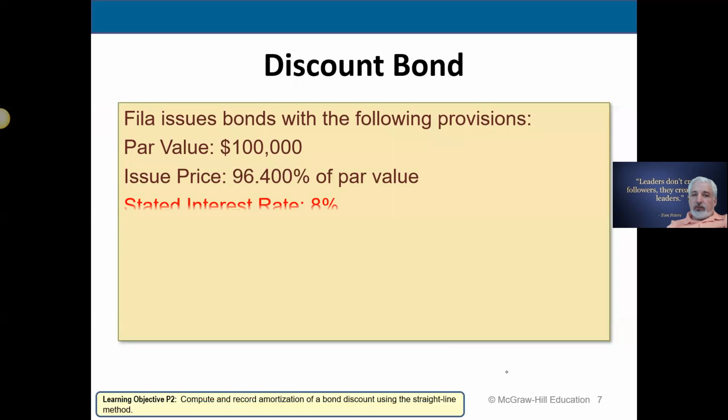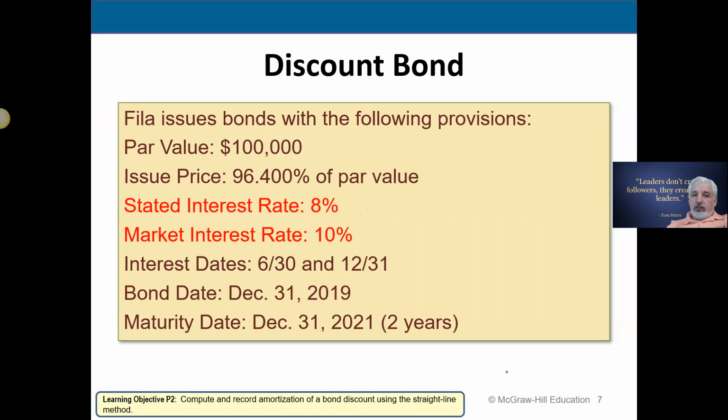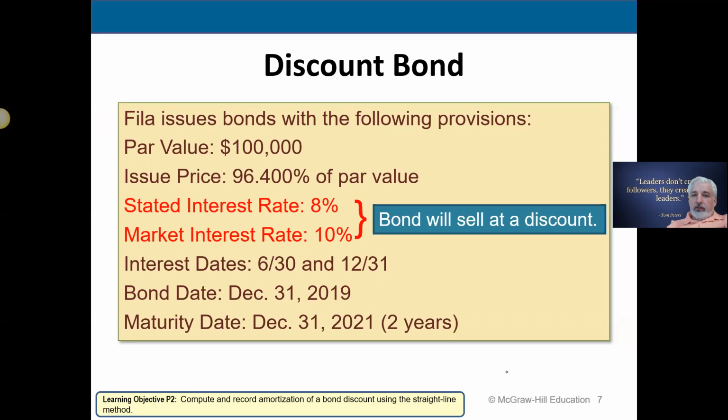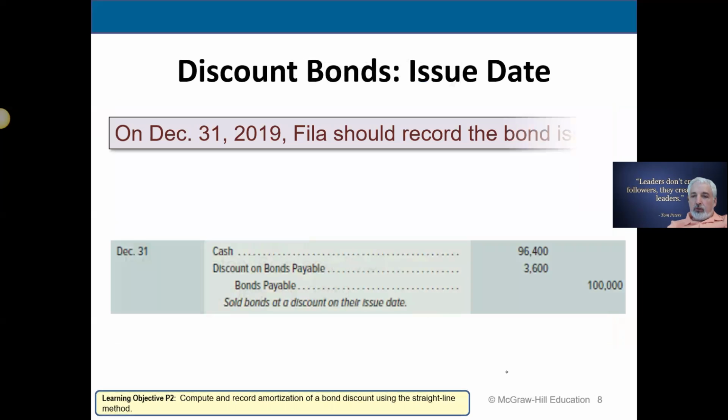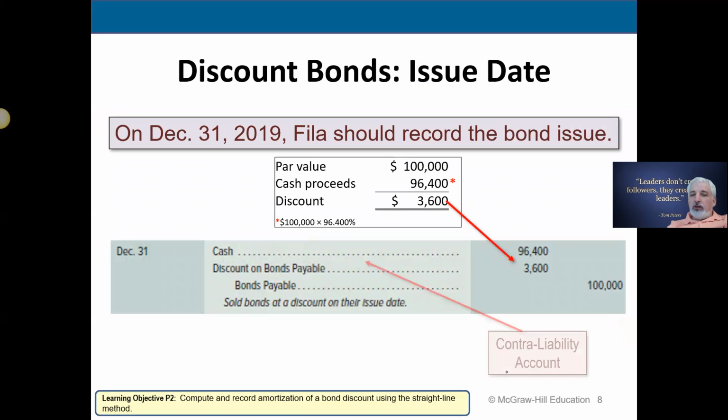So how do discounts work? 8%, 10%, stated rate, market rate. It sells at a discount because the stated rate is less. You're not going to get as much money for an 8% bond as you would for a 10% bond. Two-year maturity, kind of short. So how do we record that?